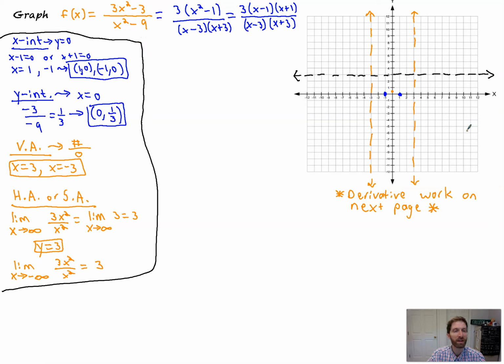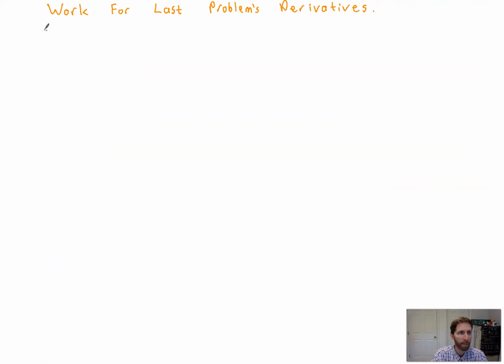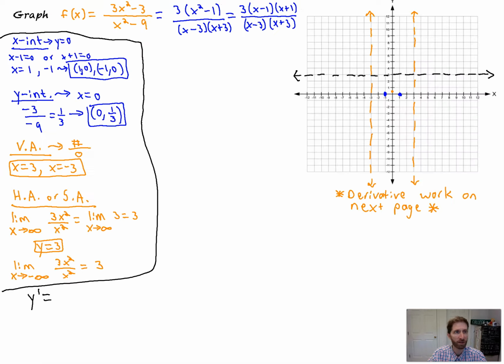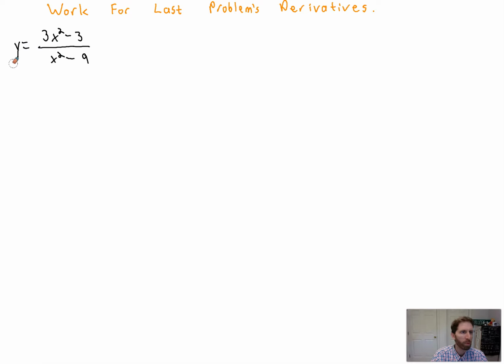Now let's go into the derivative, and this is where things get a little bit gross. So what I've set up is a separate page to do our derivative work, and then we're going to take over the simplified derivative and use it over here to do our sign chart. Okay, so we'll do our y prime down here, but we're going to do our work on the next page. So we've got 3x squared minus 3 over x squared minus 9, right? That was our original function. And we'll call that y or f of x. It doesn't really matter. I guess it was f of x. So we'll be formal here and call it f of x.